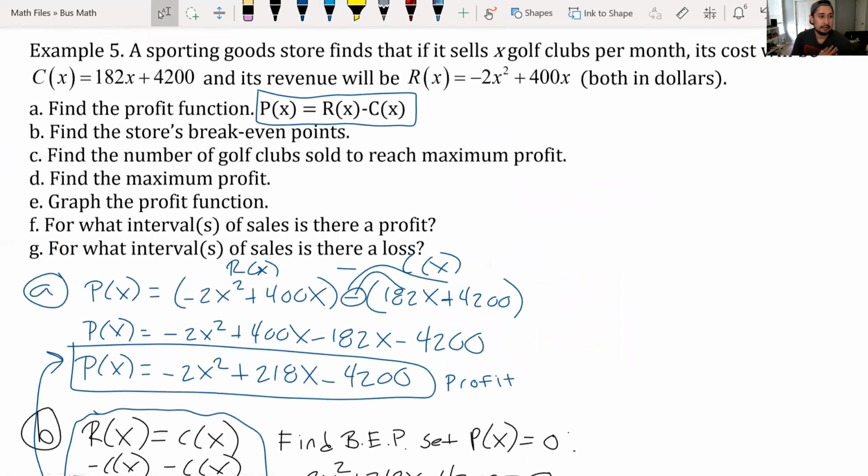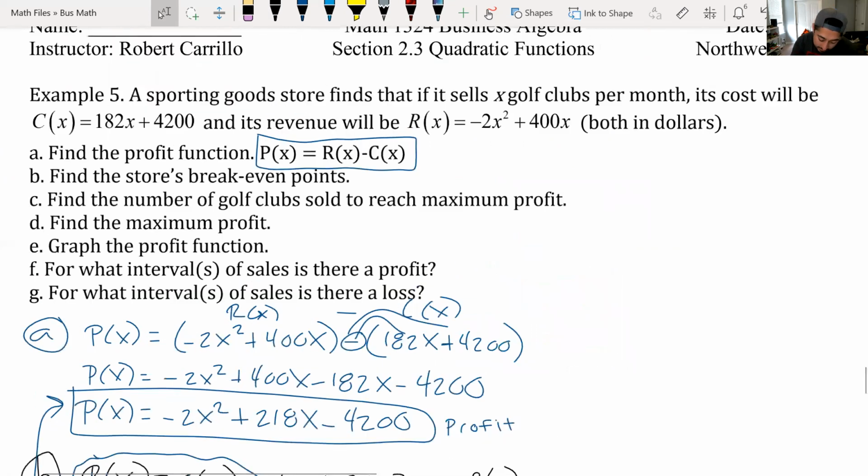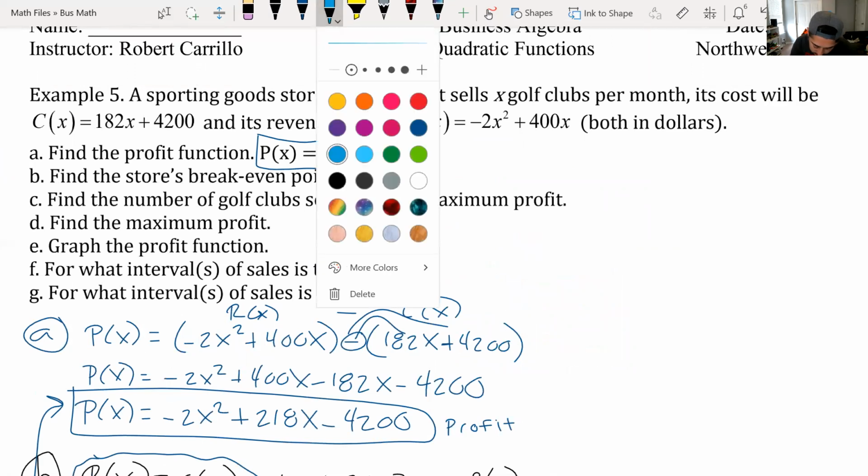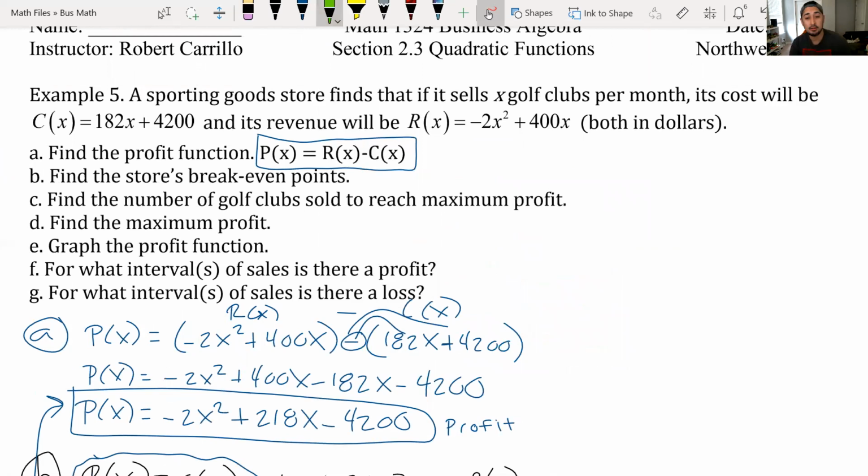Okay. C and D we're going to do together. Find the number of golf clubs sold to reach the maximum profit and find the maximum profit. If you ever see these questions together, guess what they are looking for? We learned it at the very beginning of this page. If you ever see these two questions together, all this means is find the vertex.